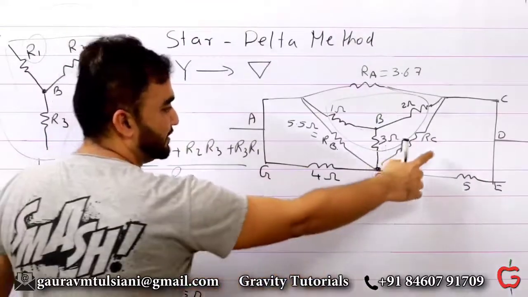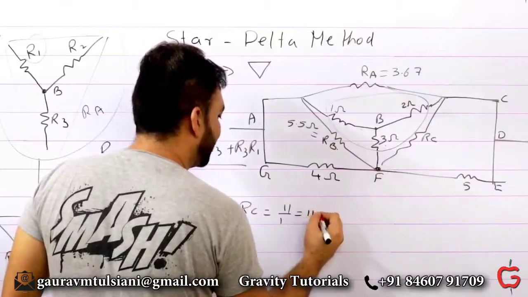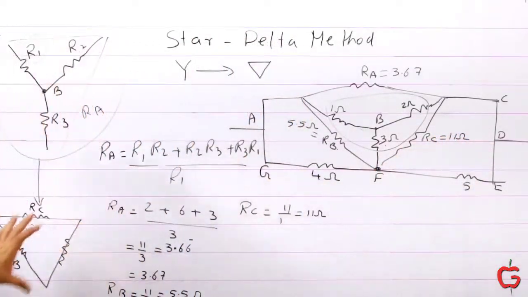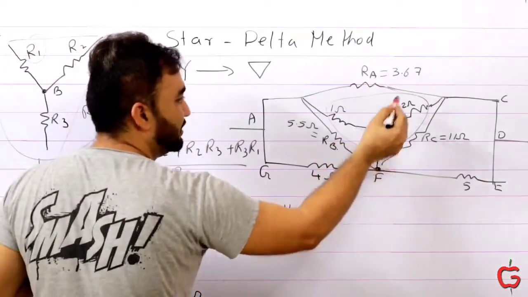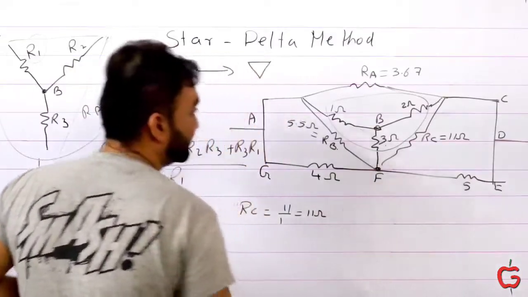RC is going to be 11 by opposite 1. So RC is 11 ohm. Here we have converted this junction into this triangle. So now we don't need that junction anymore. So I'm rubbing it off.